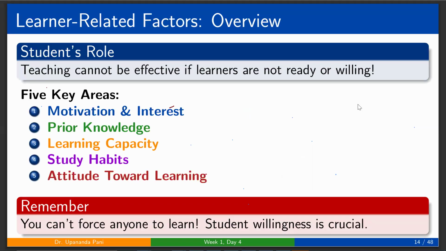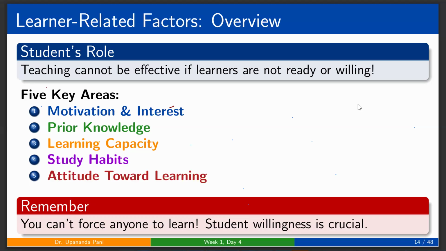Now, teacher-related factors we have already discussed. Now let's focus on the learner-related factors. What are the learner-related factors? This is a very interesting session we are having today, because after today's session there will be only 3 more days to go for completing Unit 1 of Paper 1 syllabus. So the next 3 days are also very important.